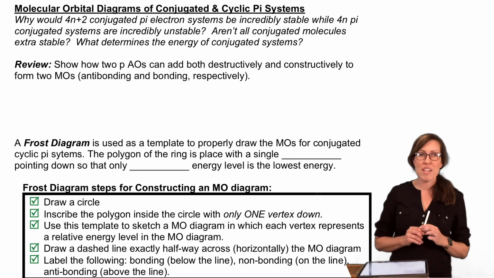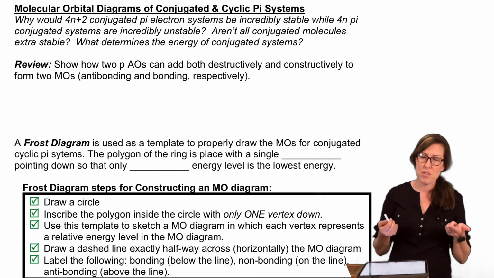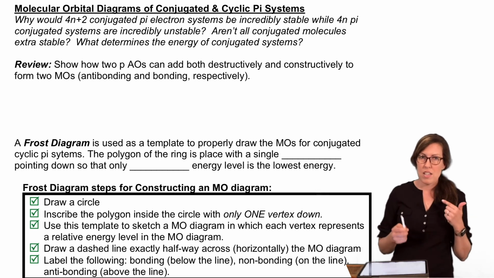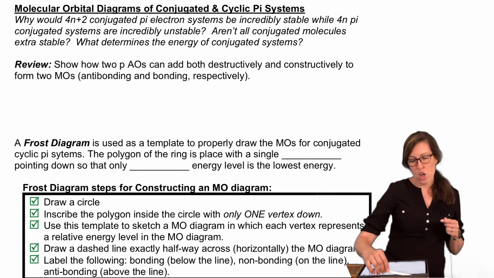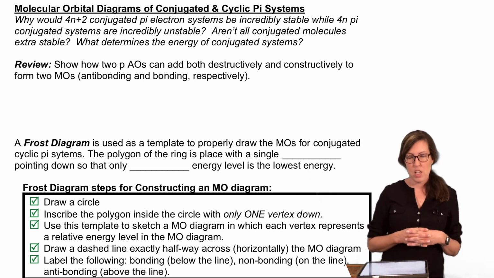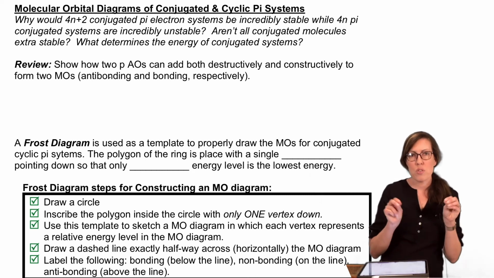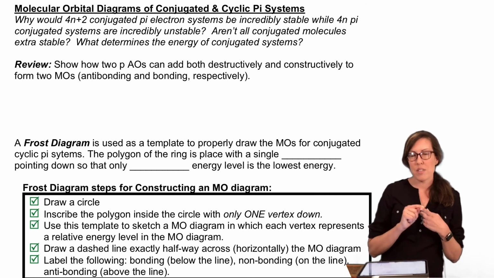Molecular orbital diagrams. And I shouldn't say sadly, because this is fun. This is where we really get to understand the punchline for this whole chapter. I hope you've been asking yourselves this key question that's in italics: why is that Huckel number magical? 4n plus 2. Why is that so stable?